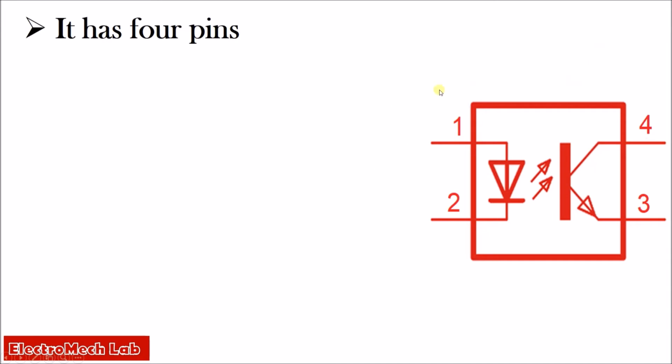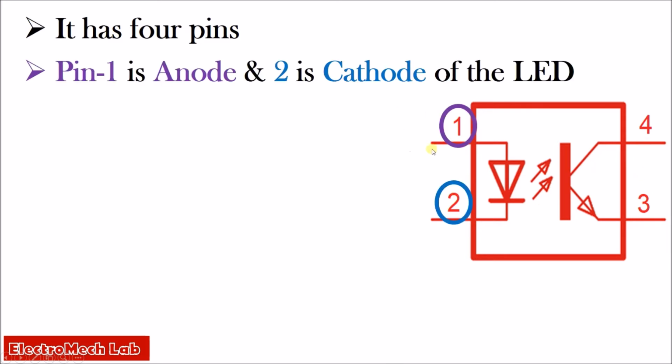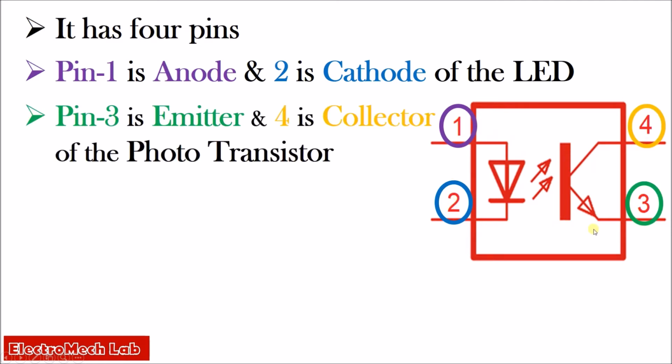This is the circuit of optocoupler. It has one LED and one phototransistor. Totally it has 4 pins 1, 2, 3 and 4. Pin number 1 is anode of the LED and pin number 2 is the cathode of the LED. And pin number 3 is the emitter and pin number 4 is the collector of this phototransistor.